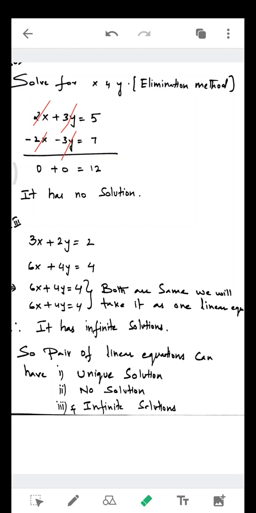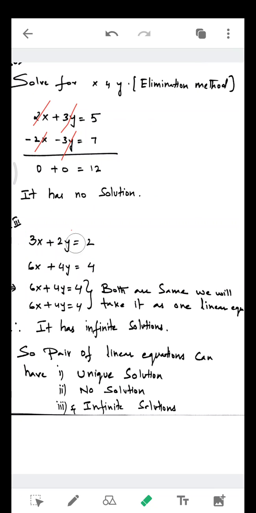Case 3: 3x plus 2y is equal to 2, you can see equation 1, and 6x plus 4y is equal to 4. If you try to solve it by the elimination method, suppose I want to cancel y, so what do we do? We make this 2 as 4, so I can multiply 2 on both sides of the equation. So what happens? This becomes 6x, this becomes 4y, and this becomes 4.